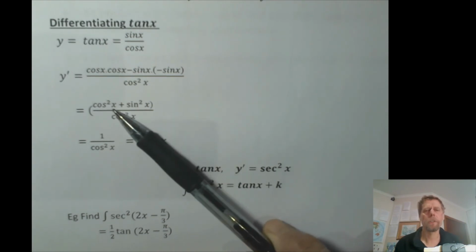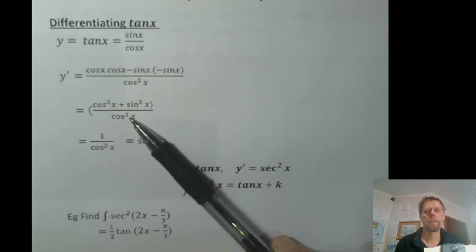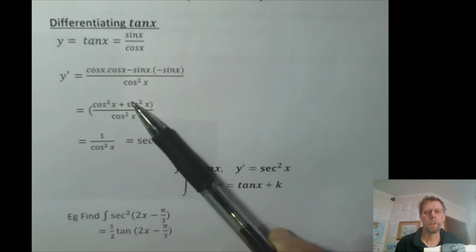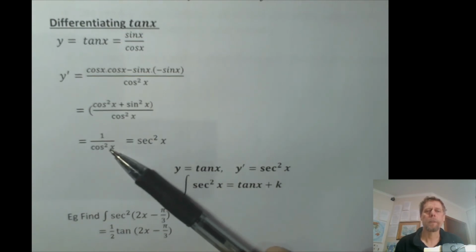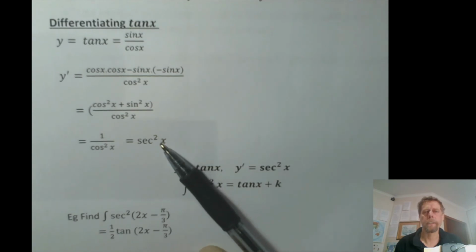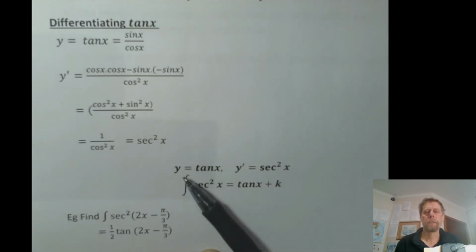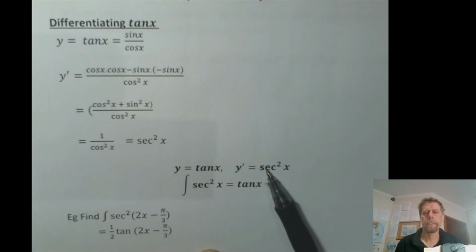This reduces to cos squared x plus sine squared x over cos squared x, but we know that cos squared x plus sine squared x is 1. So 1 over cos squared x, but that's simply sec squared x. So the differential of tan x is sec squared x.